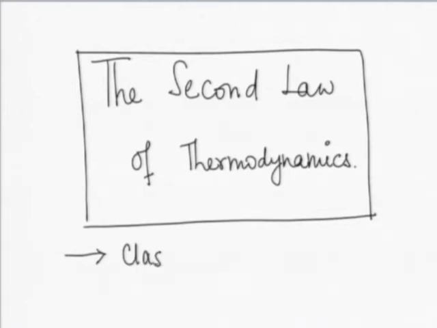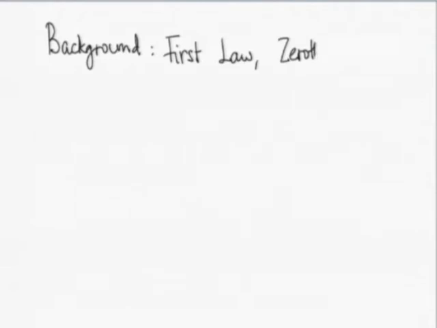We will look at the second law of thermodynamics from the classical perspective. What we are going to do is study the background, and for that we will quickly revisit the first law and the zeroth law. We will see what they can do and what their restrictions are. What is it that they tell us and what is it that they do not tell us.